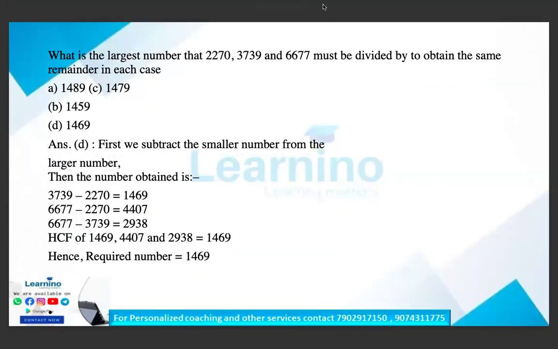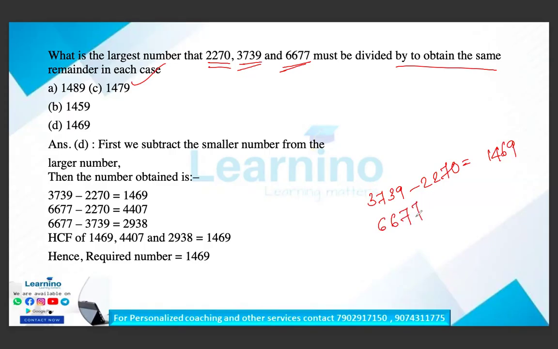What is the largest number 2270, 3739, 6677 must be divided by to obtain the same remainder in each case? 3739 minus 2270 equal to 1469. And 6677 minus 2270 will be 4407.